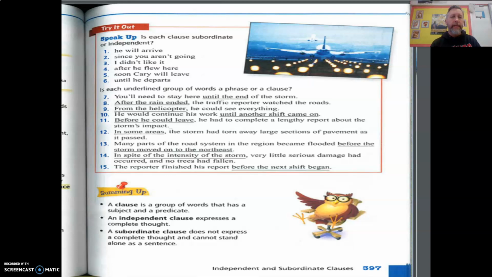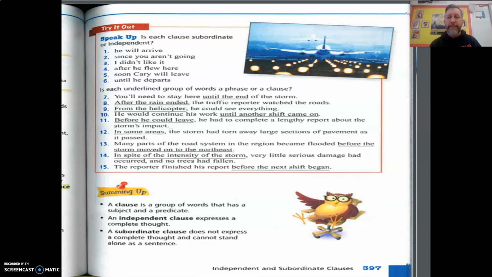All right, number 1, "he will arrive." Well, there's a subject, he. Will arrive is the predicate. Looks like it's a clause, right? Is it subordinate or independent? Well, I don't see a subordinate conjunction in front of it, and it seems to stand alone very well by itself as a sentence. So I'm going to go with independent clause in that one. How about you?